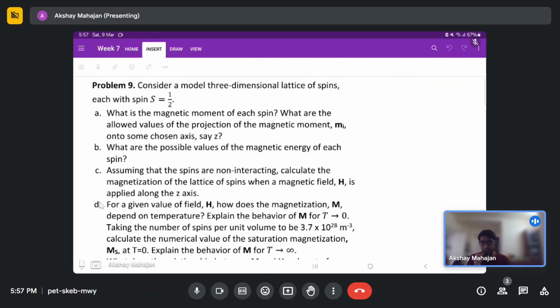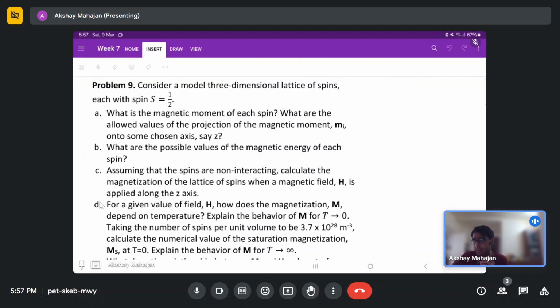So what is the problem here? You can try and give it a shot. It's not that difficult a problem actually, quite a simple and interesting one. First of all, we have to consider a model 3-dimensional lattice of spins, each with spin S equals half. So we have a 3-dimensional lattice which is filled with spins, and for each spin we have capital S equals half. Now first we have to find the magnetic moment of each spin and the allowed values of the projection of the magnetic moment mi onto some chosen axis, say z.